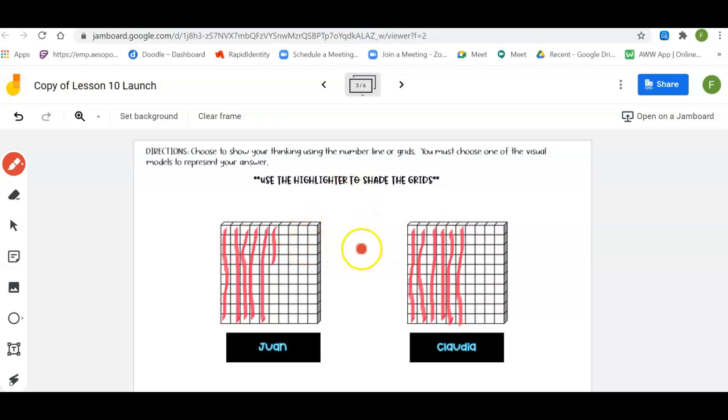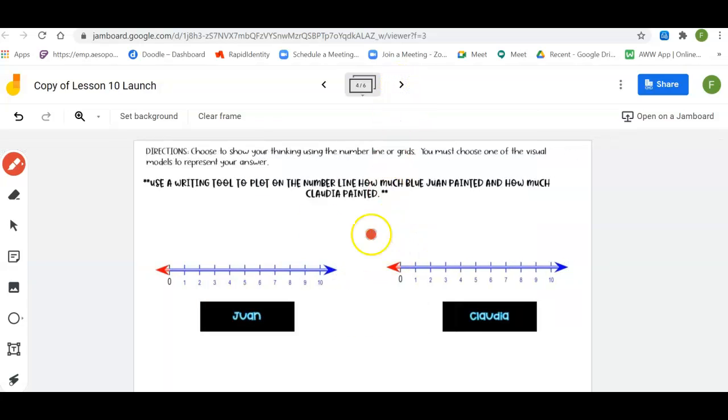So that shows that 6/10, and I'm going to go ahead and put that symbol in the middle right there. That shows 6/10 is greater than 54 hundredths, and that is slide number 3. So I represented it using the grid. So the instruction says you must choose one of the visual models to represent your answer. So I went on and chose the actual grids to shade it in. Now you could also use the number line to plot them on the number line. So you could also do that.